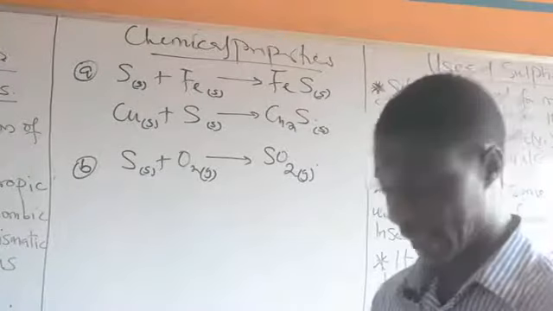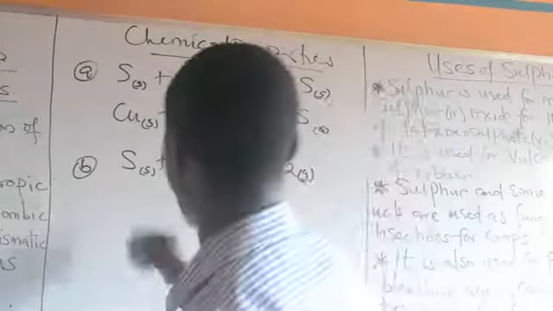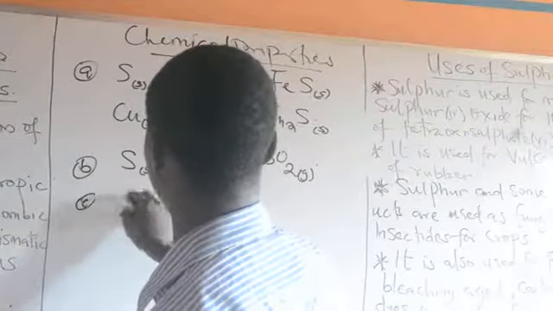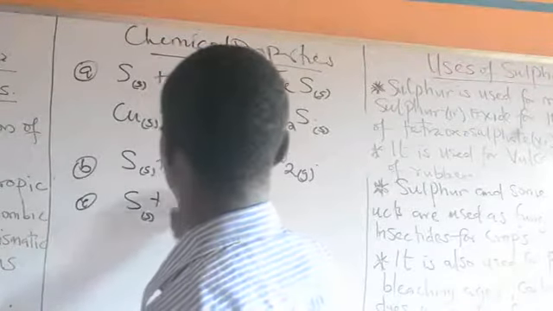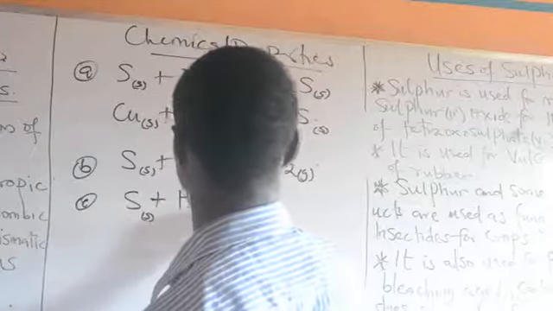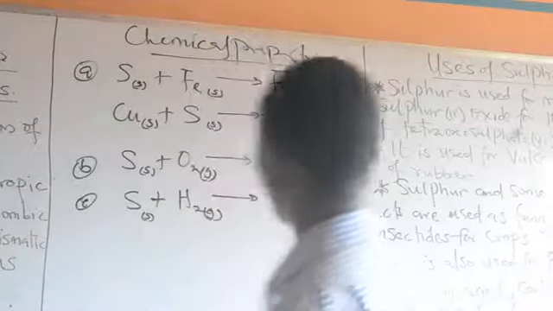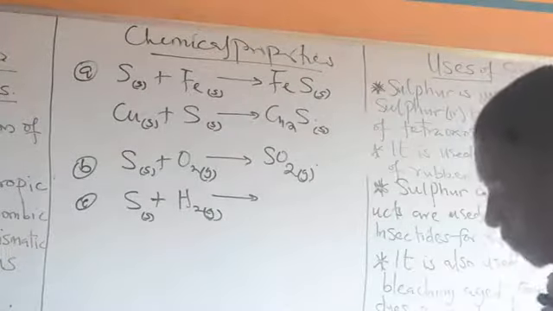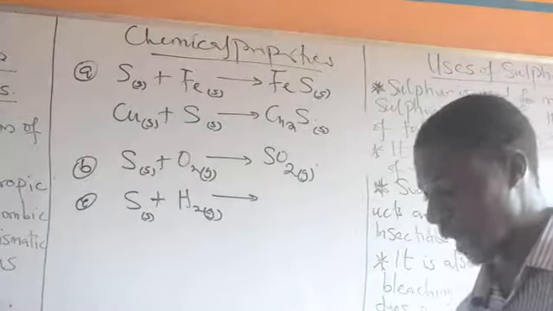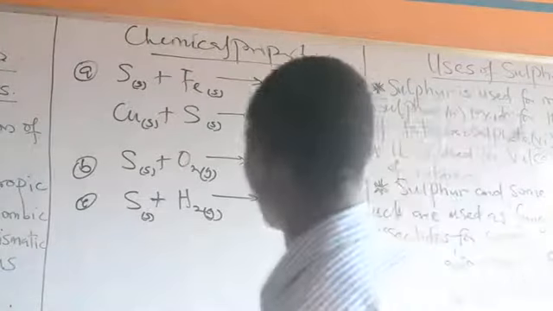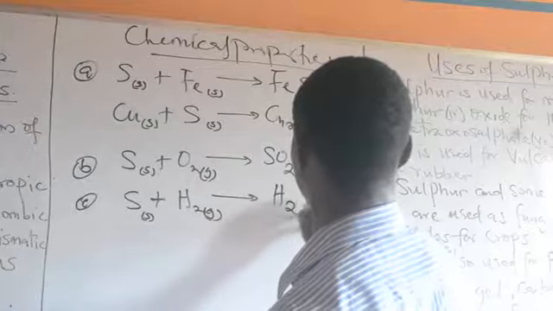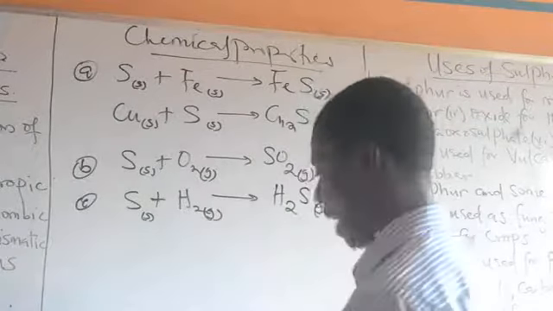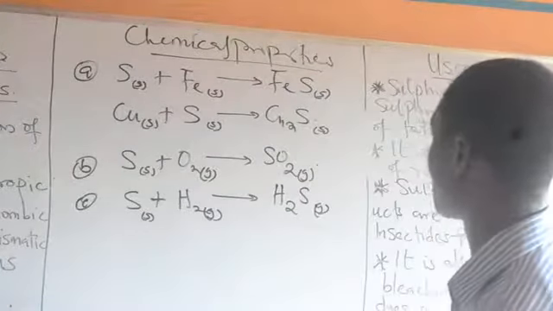Let's also check it again with hydrogen. With hydrogen, sulfur combining with hydrogen gas, at the end of the day, forms hydrogen sulfide gas. So I believe, let's see whether all these equations are balanced.